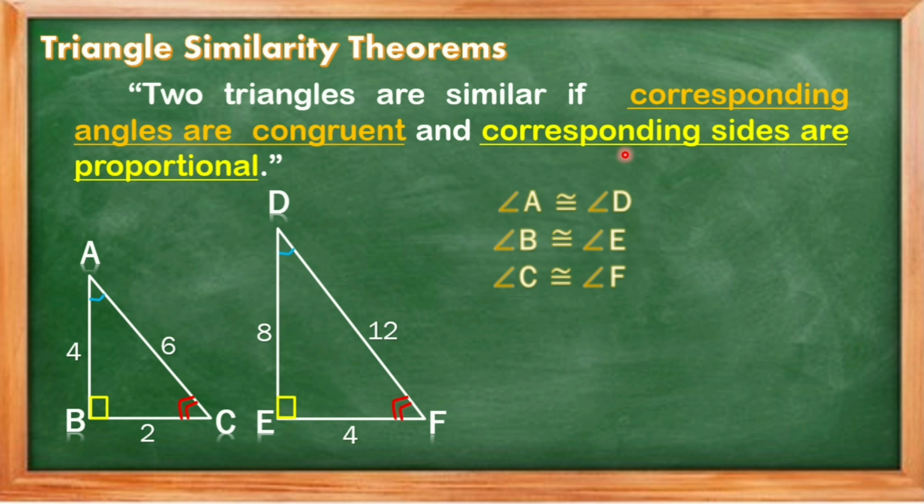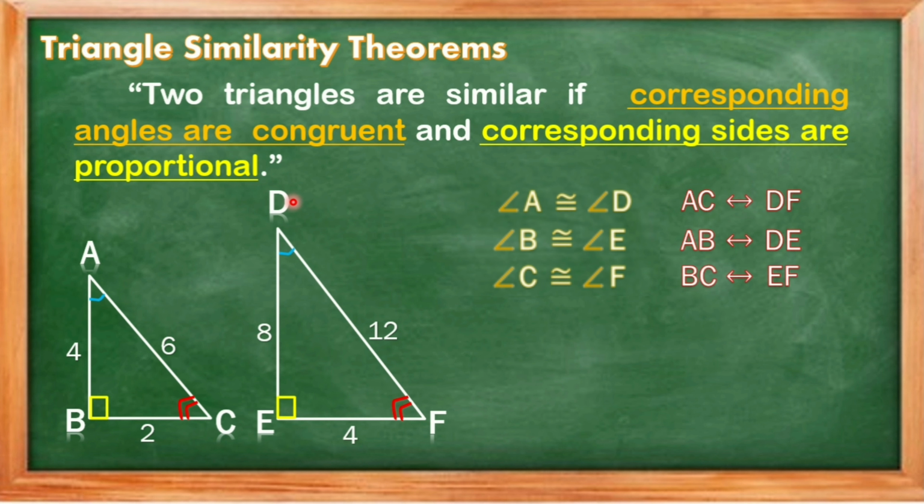Ang second condition naman ay corresponding sides are proportional. So, ngayon, hanapin muna natin ang mga corresponding sides dito sa dalawang triangle na ito. Okay, so itong side AC corresponds to side DF. So kung susulat natin yan, ganyan yan. So AC corresponds to DF. And another, we have here AB corresponds to DE. And another, we have BC corresponds to EF.